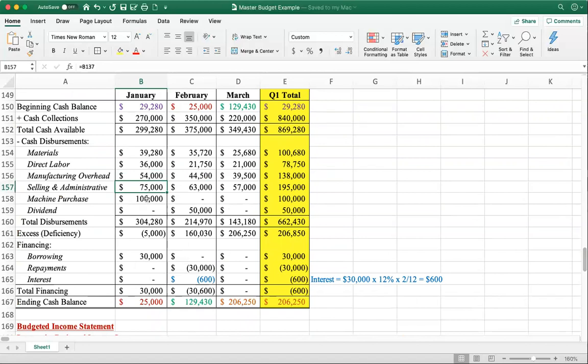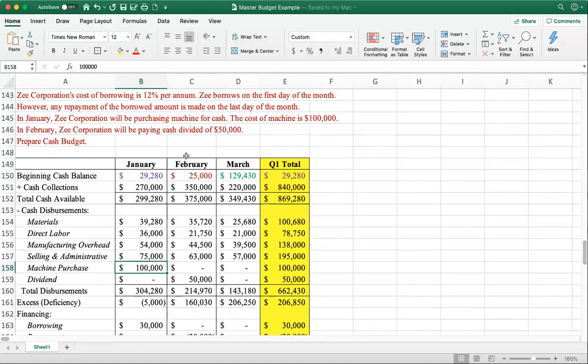Then Z Corporation purchased a machine for $100,000 in January, as the question says. In January, Z Corporation will be purchasing the machine for cash. So $100,000 right here is coming from there. There is no dividend paid in this month because the dividend is paid in February. In February, 50,000 dividend is going to be paid.